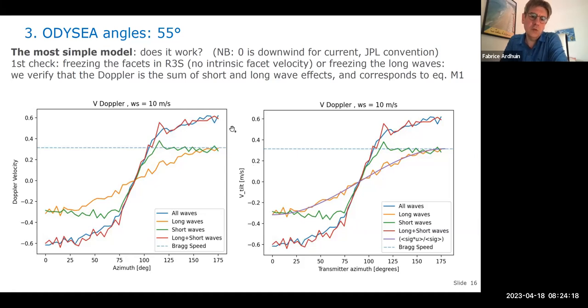And what was done here is to actually compute the Bragg Doppler velocity from either the full simulation or freezing the short waves or freezing the long waves.